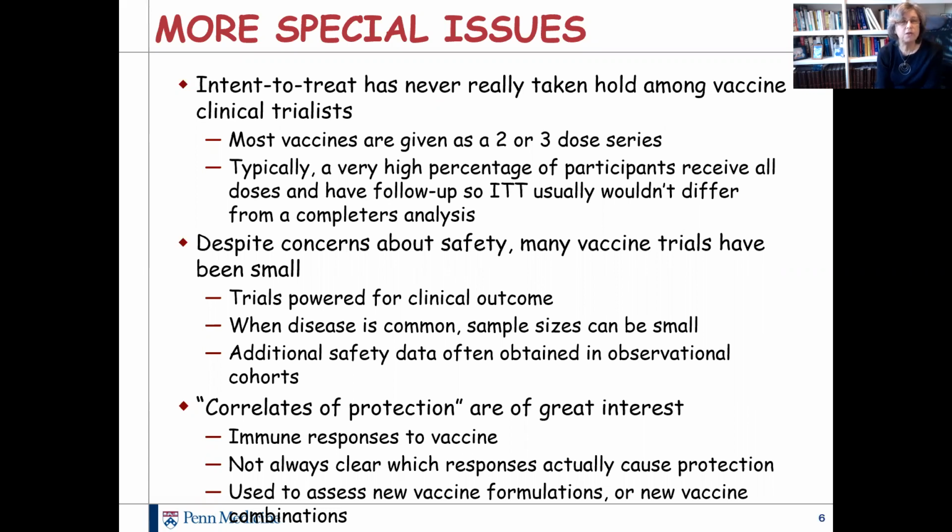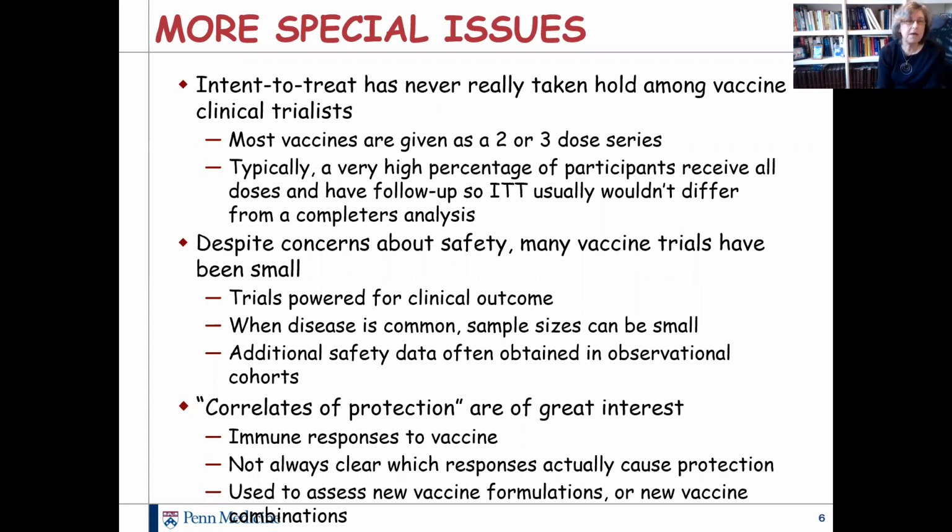Most vaccines are given as a 2 or 3 dose series, and they argue that typically, and it's true, a very high percentage of participants receive all the doses and have the right amount of follow-up. So intention to treat usually wouldn't differ from a completers analysis. In all my years at the FDA, I was never able to persuade the regulators that intention to treat should be the primary, but they do look at it now. I don't think they used to even look at intention to treat.